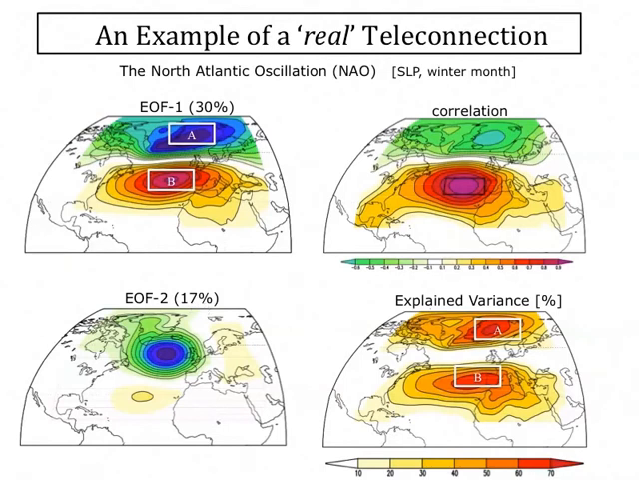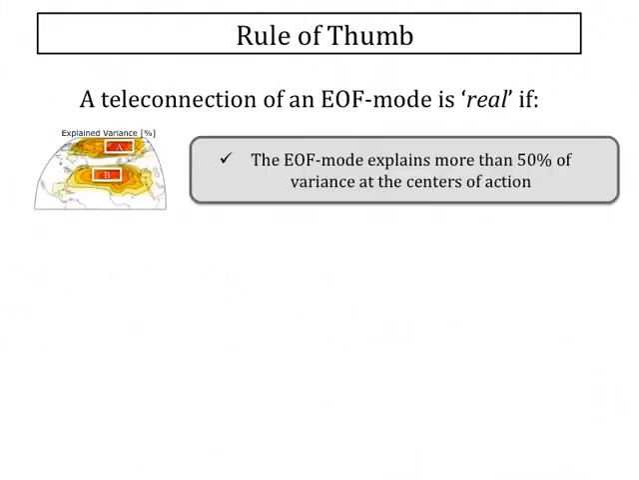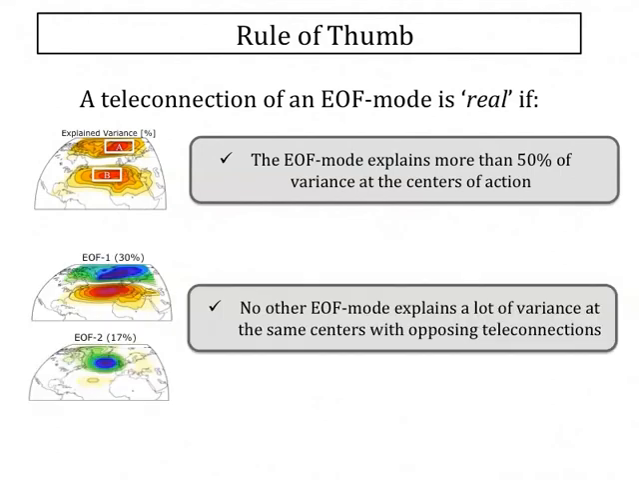But you can be relatively sure if it explains more than 50% of the variance. The second thing is, if you look at the other modes, EOF number 1 here explains 30% of the variance. The second mode, EOF number 2, explains 70%. It already is much weaker. It's just half as big. And it actually is in a region C, which is different from region A and B. So it doesn't explain much variance at the same regions. It is at a different location.